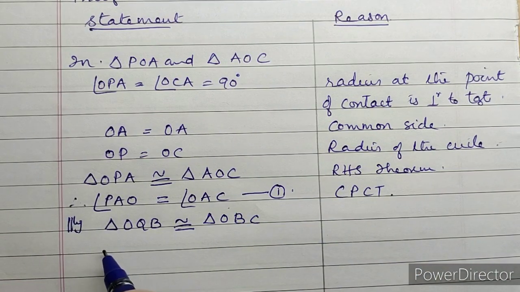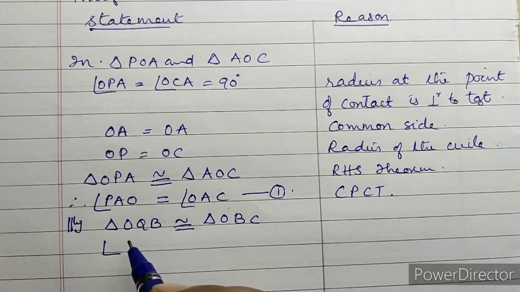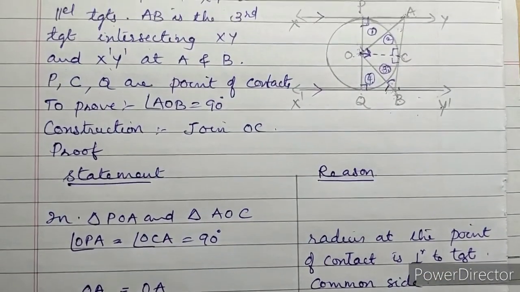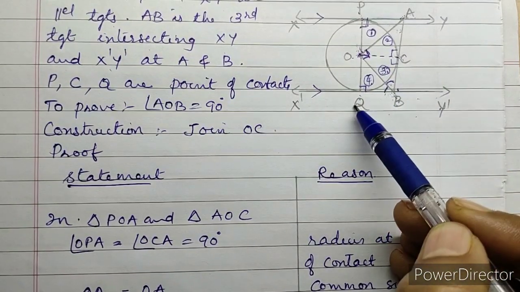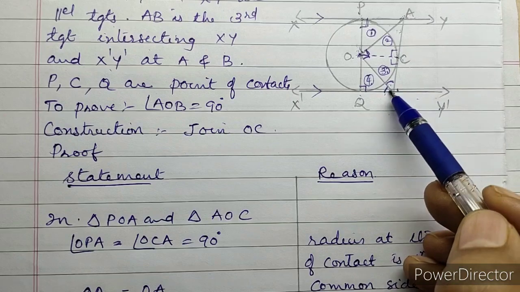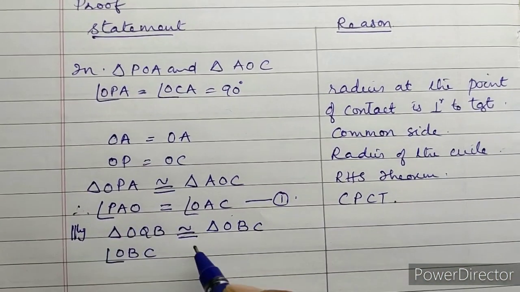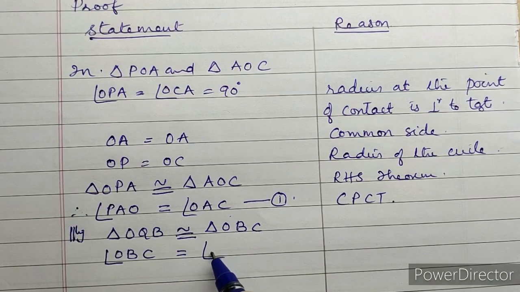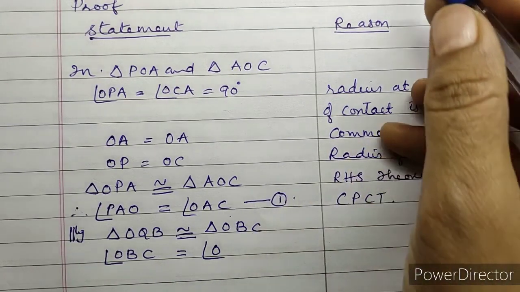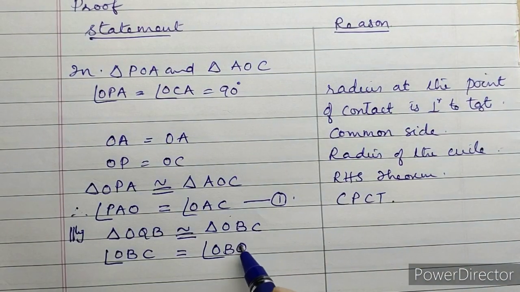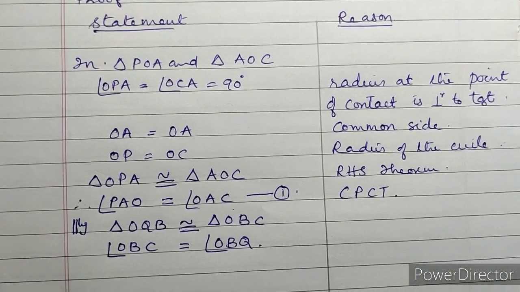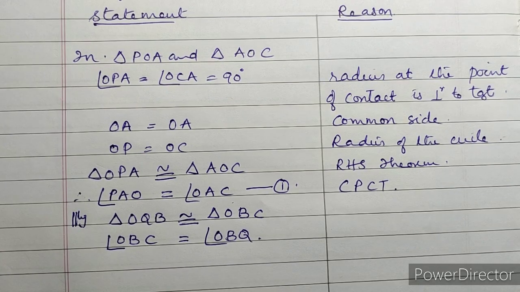So next step, which angle can you write? You see the diagram, OBQ is equal to OBC. Angle OBC equals angle OBC and OBQ. So same, no need to write the reason and all.